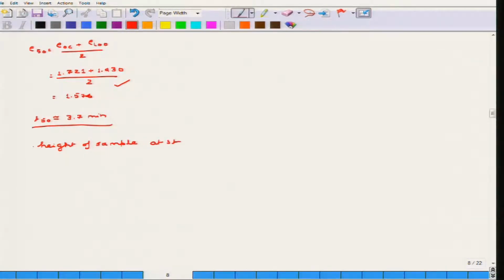at the start of consolidation under 0.8 kg Newton per centimeter square load is 2h. We consider that the height of the sample at 0.8 kg Newton per centimeter square load is 2h. Then we have 2h by 1 plus EOC, where EOC means the original.